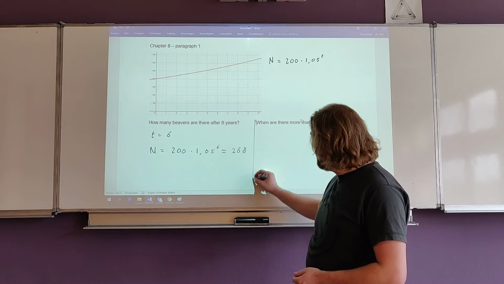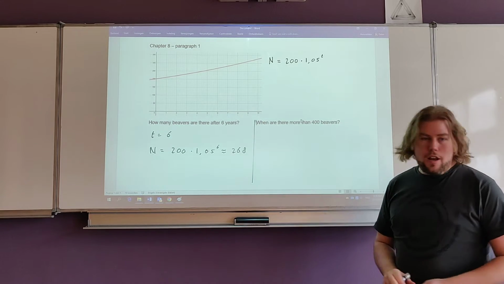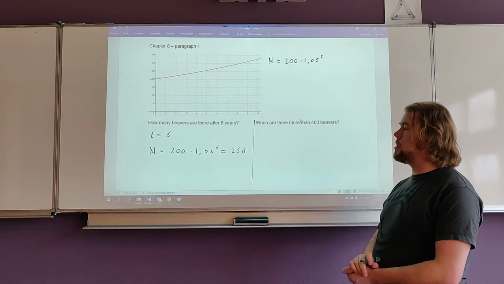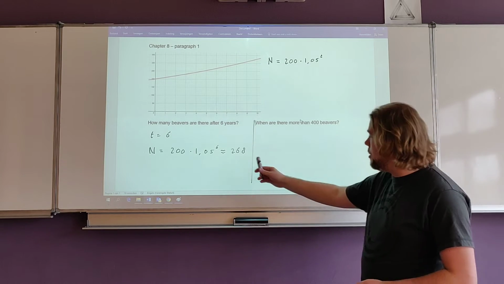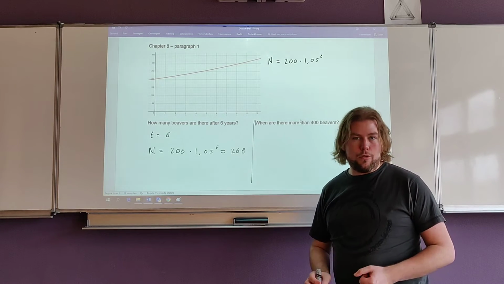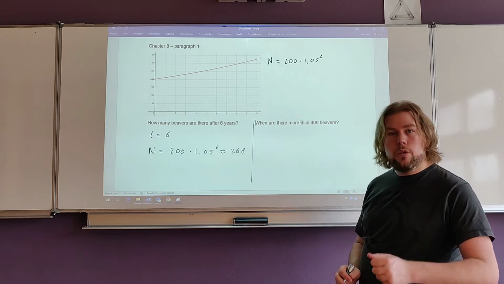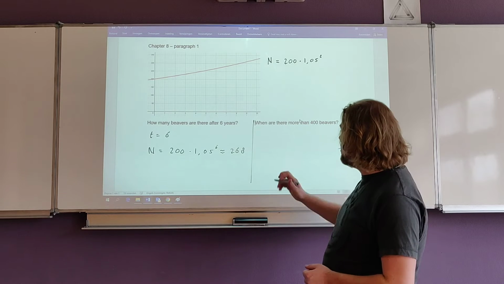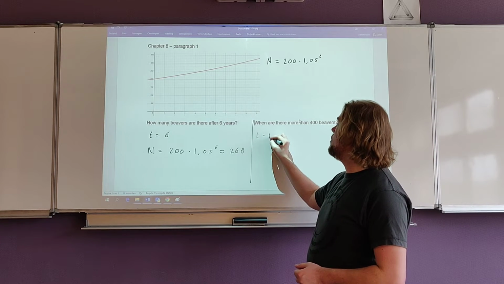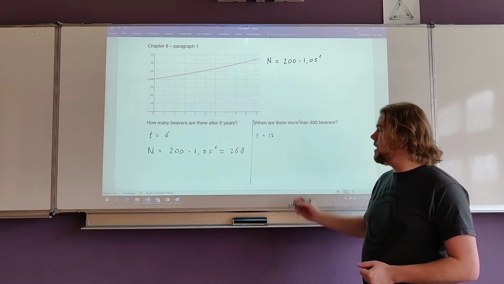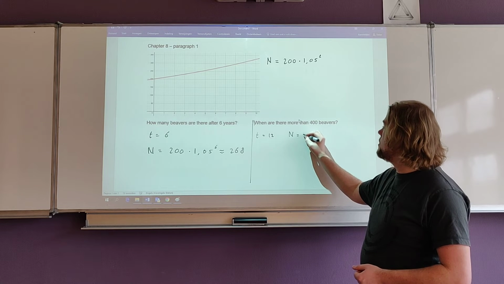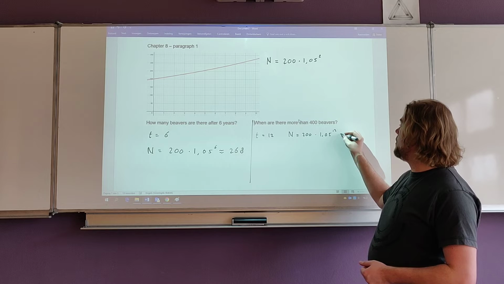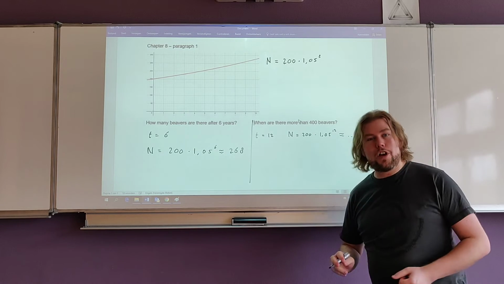Alright? The other question is, when are there more than 400 beavers? So now the question is, after how many years will this number be more than 400? Now what you can do is just guess which number you think it is. So for example, you might think it's after 12 years. And then you're going to calculate that. So you're going to fill that in. So 200 times 1.05 to the power of 12. And then you'll see if it's enough or not.